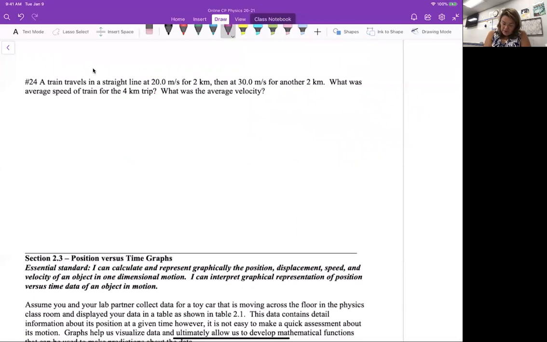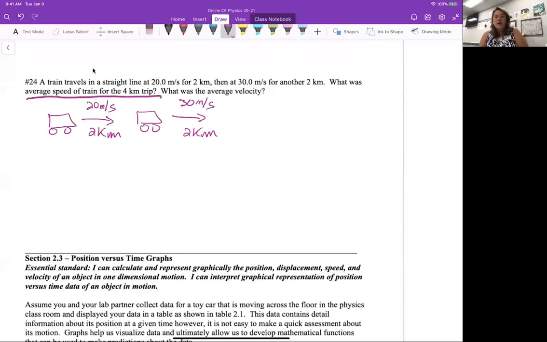I already know how most people would try to solve for it. Okay, a train is traveling in a straight line at 20 meters per second for 2 kilometers. So I'm gonna draw a picture of my train. He's traveling at 20 meters per second for a total of 2 kilometers, okay? Then at some point in time, he then travels another 2 kilometers at 30 meters per second. What was the average speed for the 4 kilometer trip, excuse me.